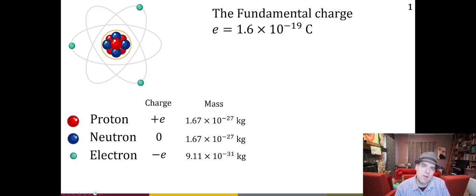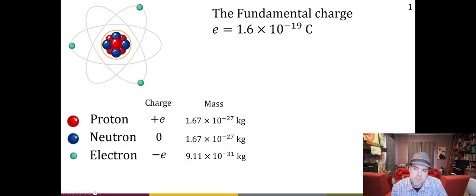So I want to highlight here the fundamental charge is E, which is 1.6 times 10 to the negative 19th coulombs. So a proton has exactly positive E, an electron has exactly negative E, where a neutron has a zero net charge, okay? Now I've listed the masses here.